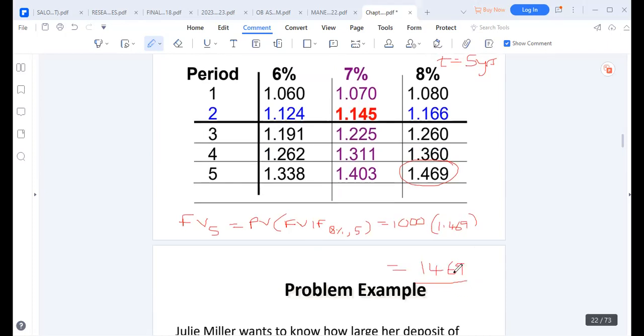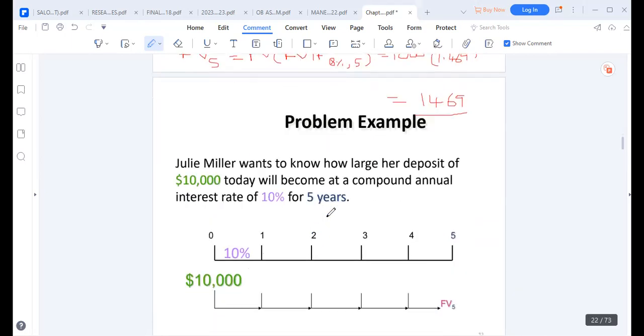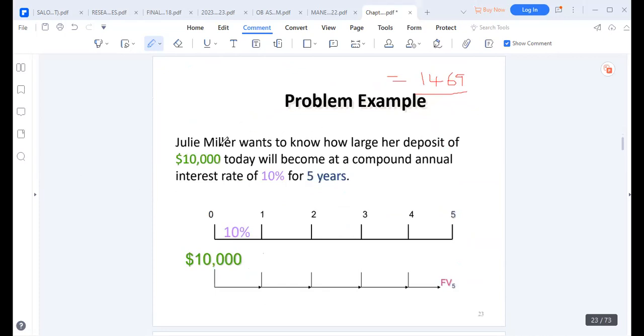So this is how we use the table. It is very easy to understand. The only confusion comes about if you don't know which table to use when. So let's look at another problem here.